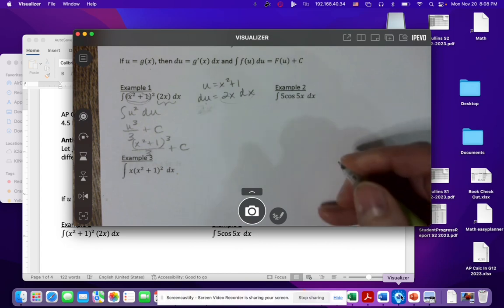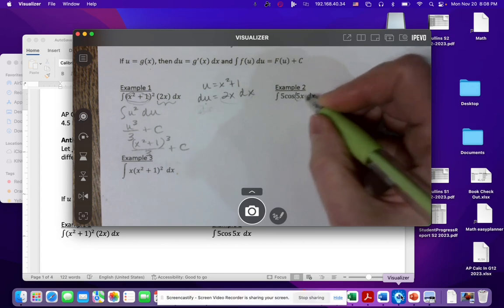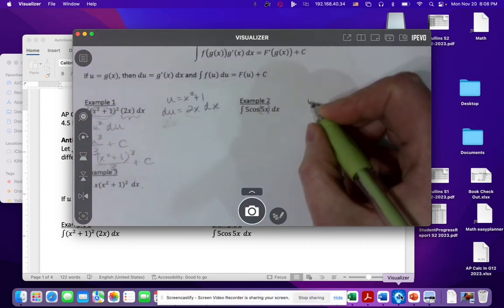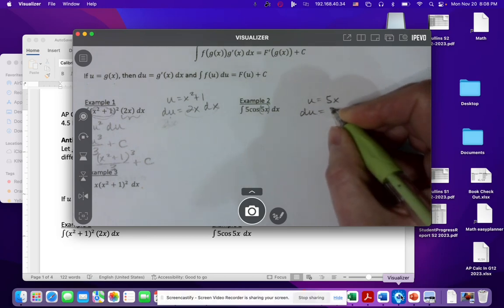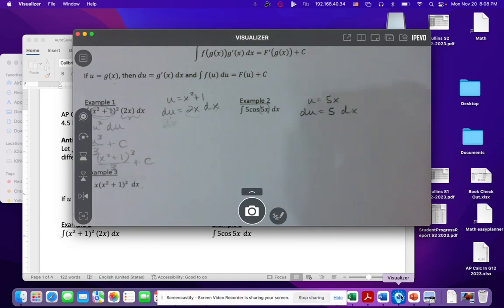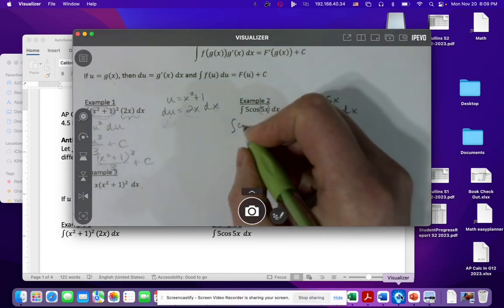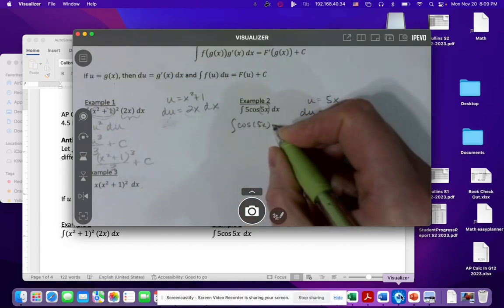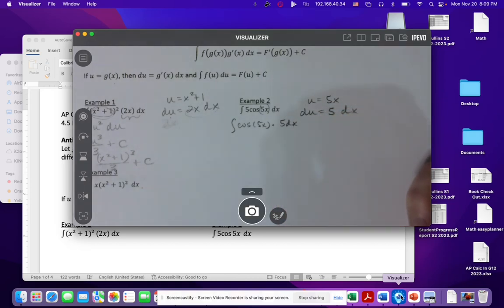Looking at example 2, we first want to think about what looks like the inside function. I can kind of see where the 5x looks like it's inside my cosine. So I'm going to let u equal 5x, and then du would just be 5 dx. And then I want to reorganize this. So I'm going to put this first. I'm going to write the cosine of 5x. And then this is going to be a 5 and a dx. I'm going to put those together now. I can multiply in any order.